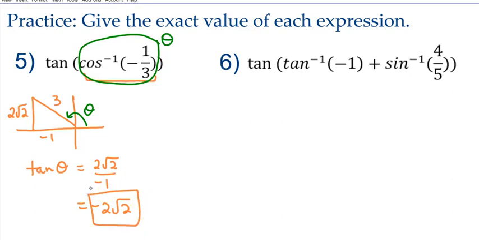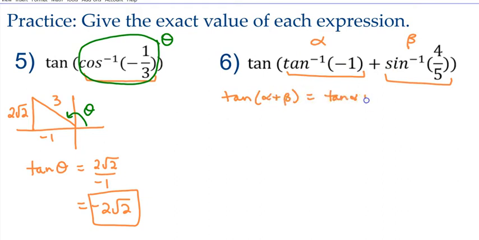Number 6. Here we have a more complicated inside, but this is an angle. We can call that angle alpha. And this is an angle, we could call that angle beta. So we're being asked to find the tangent of alpha plus beta. According to our identity, that is going to be tangent alpha plus tangent beta over 1 minus tangent alpha times tangent beta.